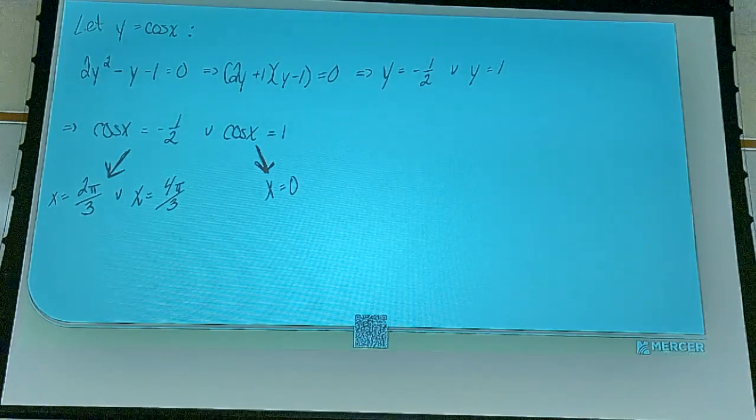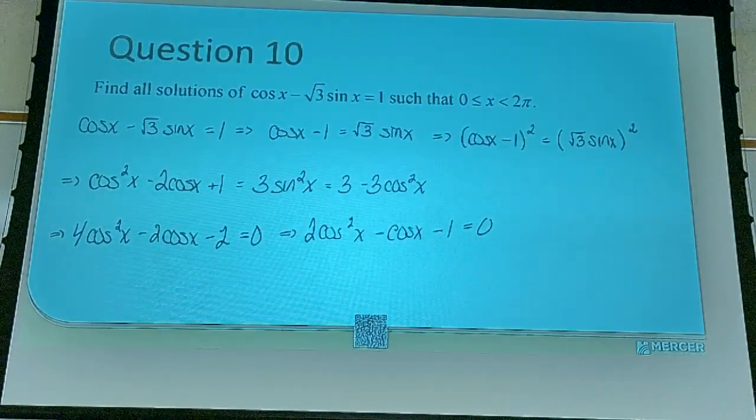But again, we squared both sides, which means we have to check these solutions. 0 is the easiest one. Cosine of 0 is 1, what's sine of 0? 0. 1 equals 1, 0 is a solution.